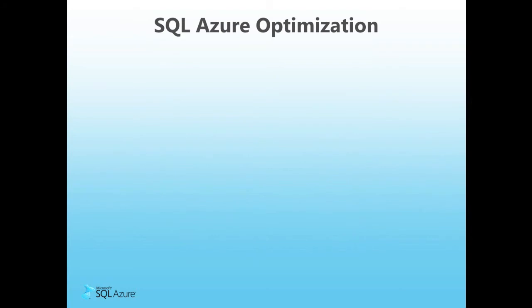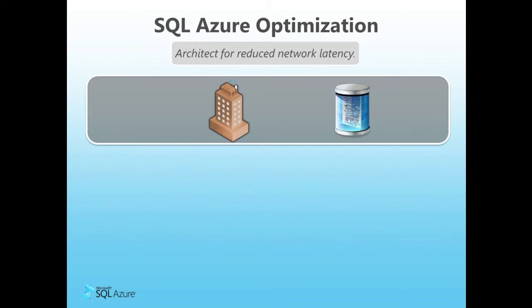If you're connecting to SQL Azure from an on-premises or hosted application, as opposed to an application running on Windows Azure, you'll also want to architect for reduced network latency. It's important to remember that opening a connection to a database can take time, and when an application is performing many operations on a database, it's faster to open a single connection and perform multiple operations than it is to open and close a separate connection for each operation.